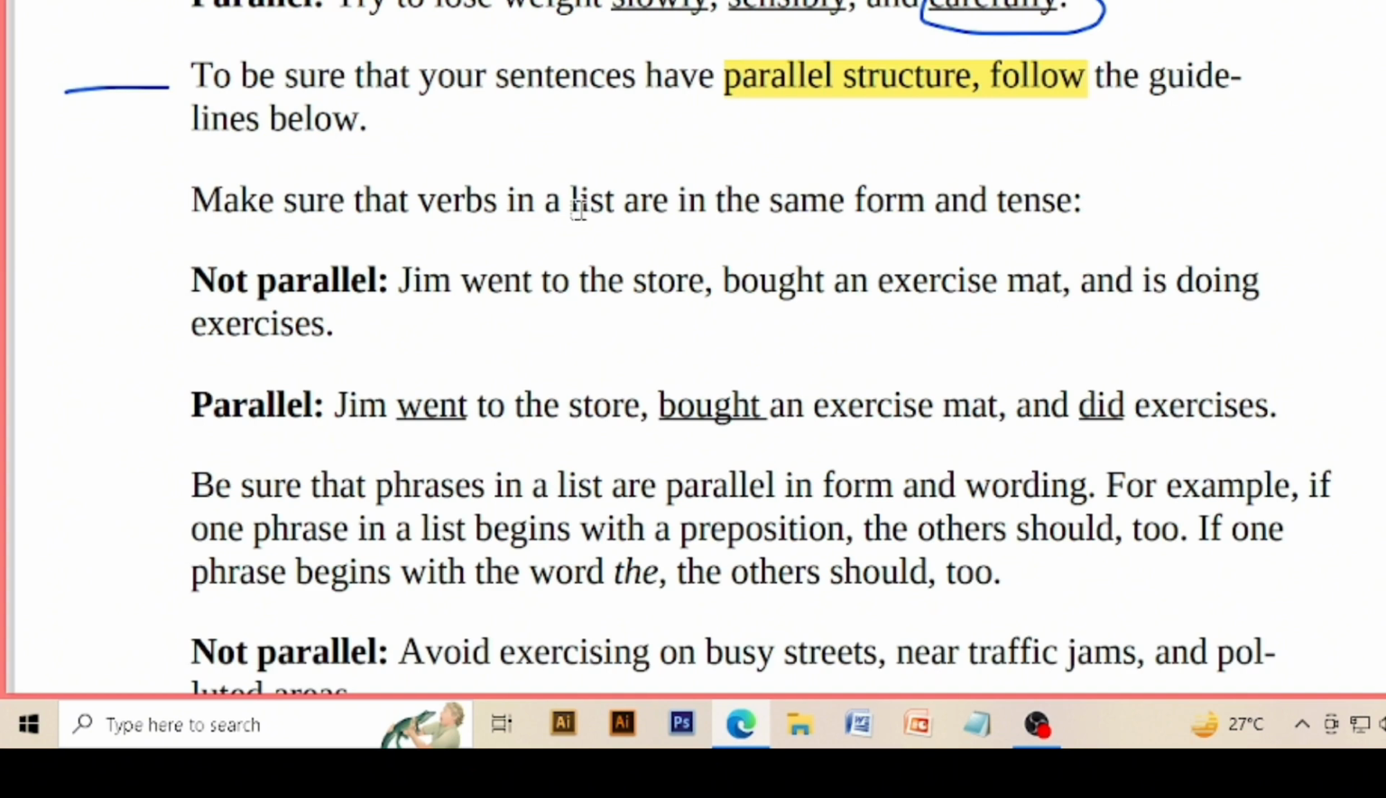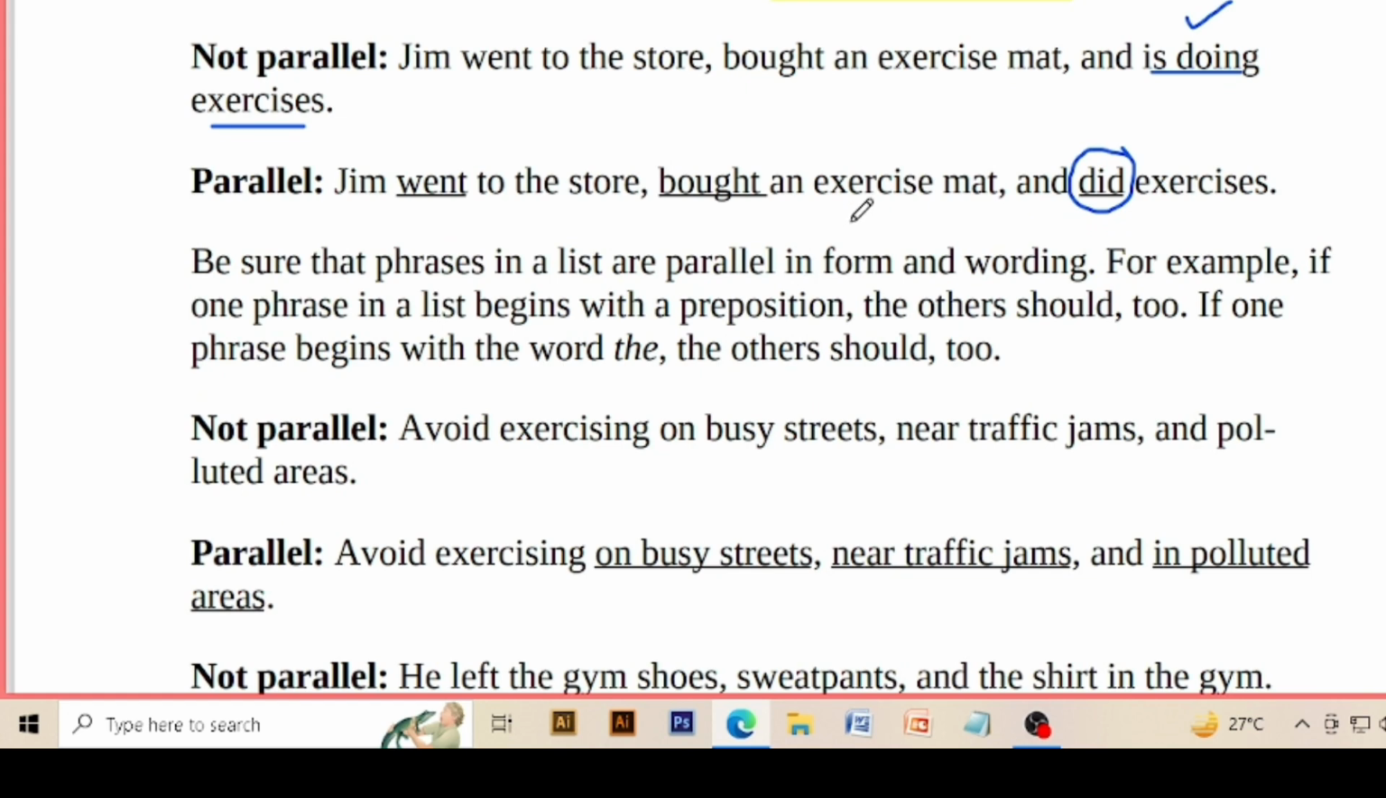Make sure that the verbs in a list are in the same form and tense, je rule er modhe je gulo bola chilo. So Jim went to the store, bought an exercise mat, and is doing exercises. Yes, sir. He is doing is present tense. That's why I changed is doing to did. Jim went to the store, bought an exercise mat, and did exercises. Exercise mat kine tarpor exercise korlo.